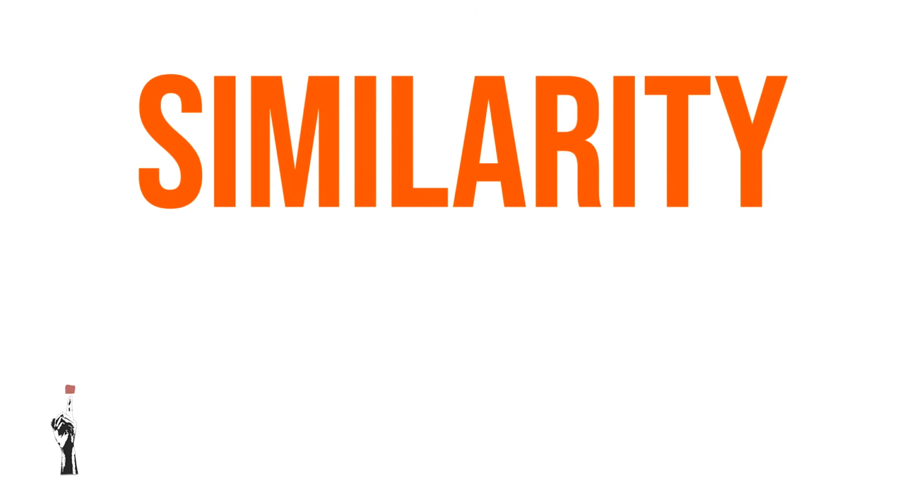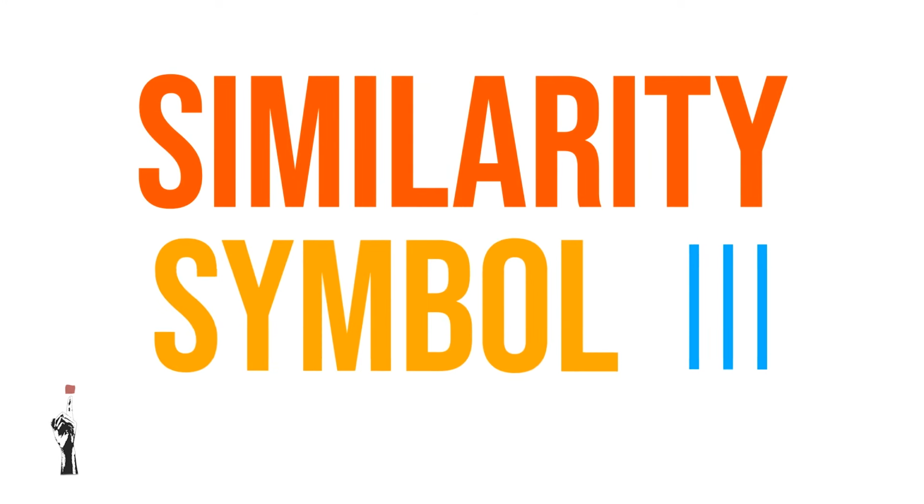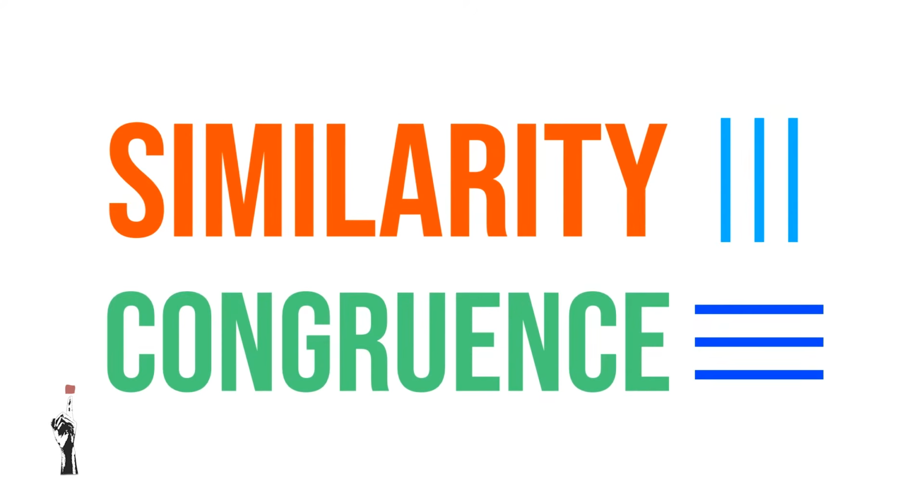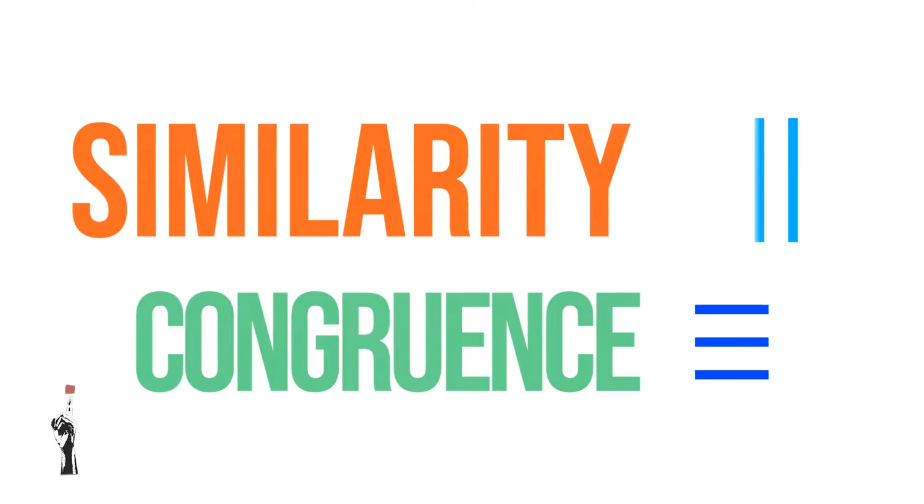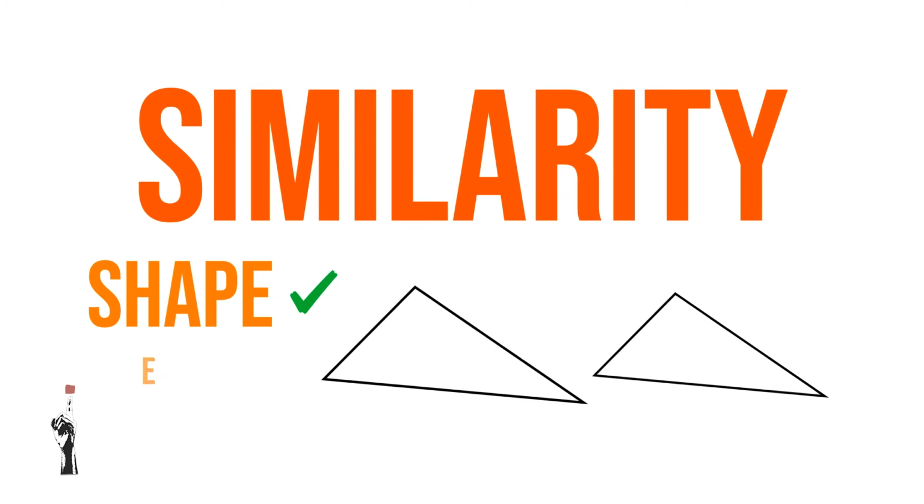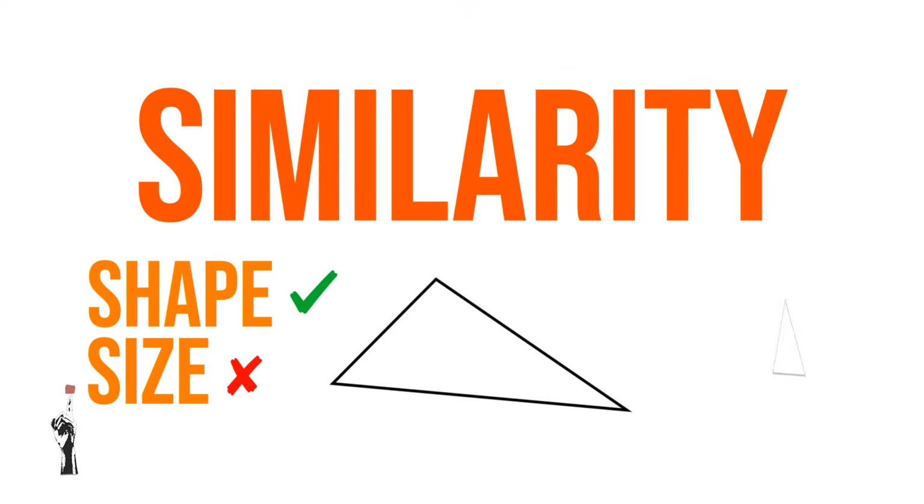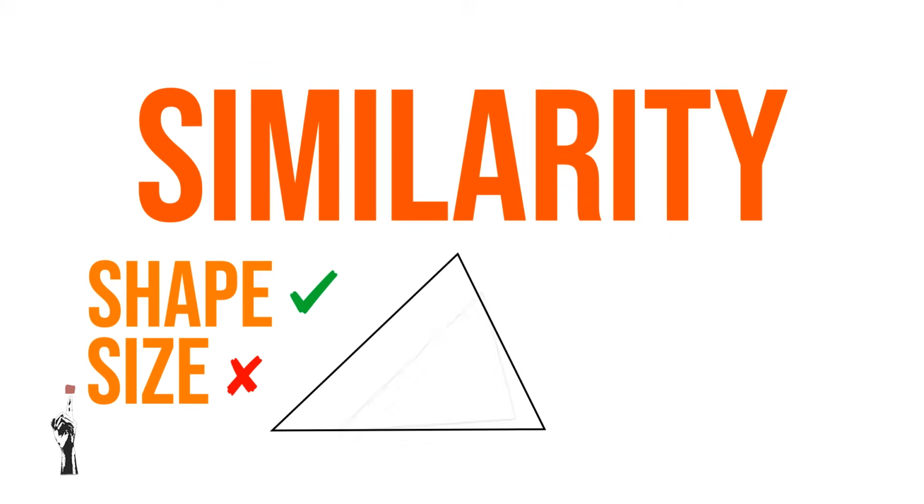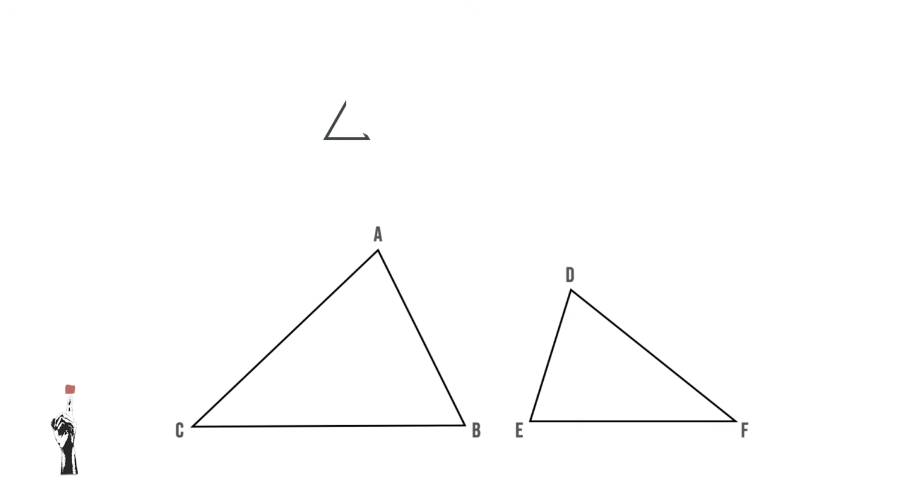Now the symbol for similarity is 3 vertical stripes. And if you can remember, for congruence, it was 3 horizontal stripes. Now, when shapes are similar, we say they are the same shape, but not the same size. Therefore, if I have 2 triangles which are similar, I write it as follows. I say that triangle ABC is similar to triangle DEF.